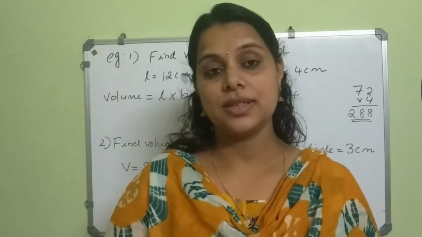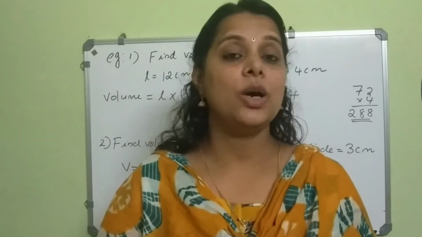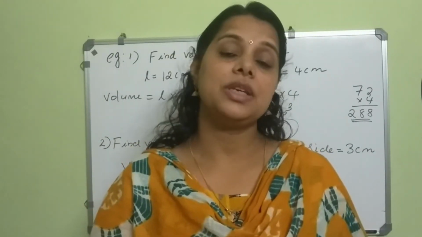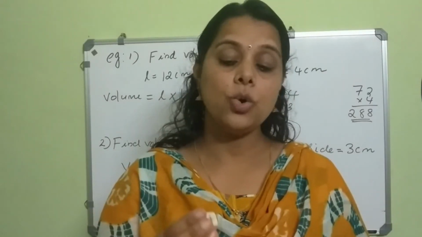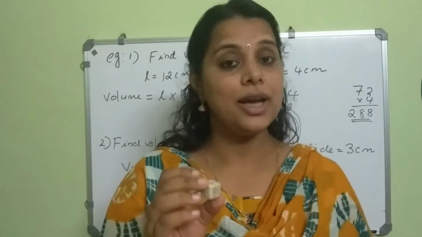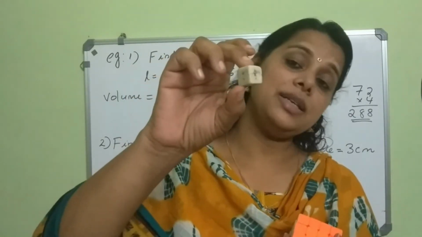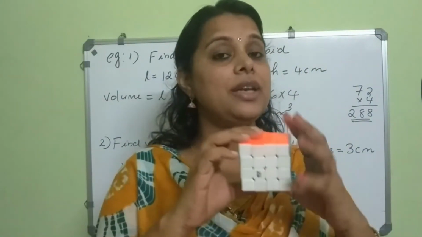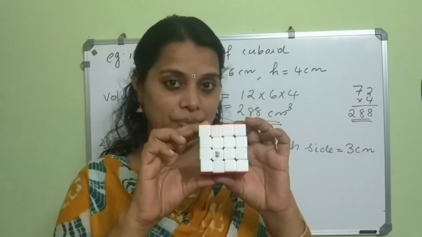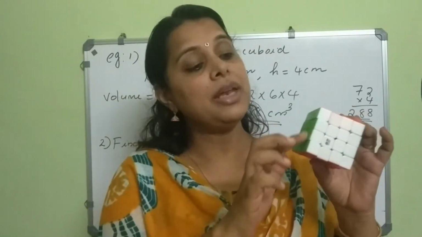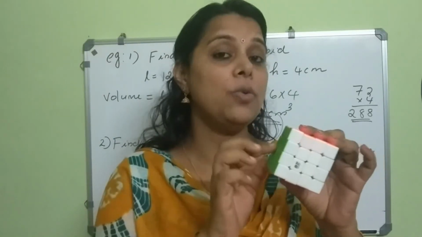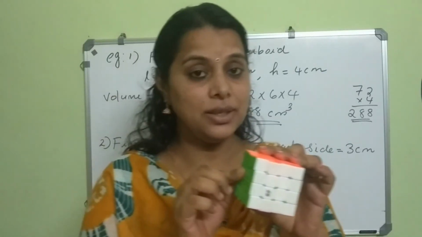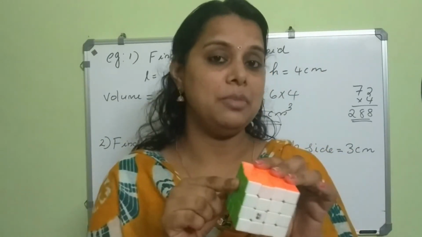Now let us discuss calculating volume by counting unit cubes. What is unit cubes? Unit cubes are cubes whose length, breadth, heights are equal. This is a dice. It's an example of unit cubes. Now let's see how to find volume of this Rubik's cube, which is made up of many unit cubes. We need to find how many unit cubes are there. The unit cubes can be 1 meter or 1 centimeter or 1 millimeter.